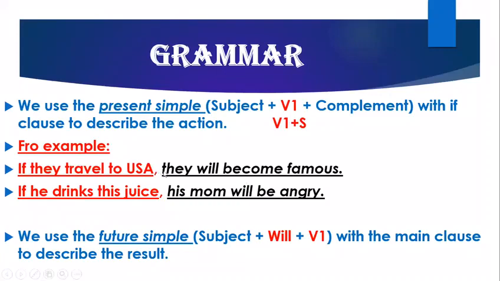For example, look, if they travel to the USA, this is the if clause, and we describe the action here. If they travel, what will happen? They will become famous. So we have will plus verb one, become. If he drinks this juice, we used the present simple here. His mom will be angry. This is the future simple, will plus be, verb one. So this is the action, we describe the action here, and this is the result.